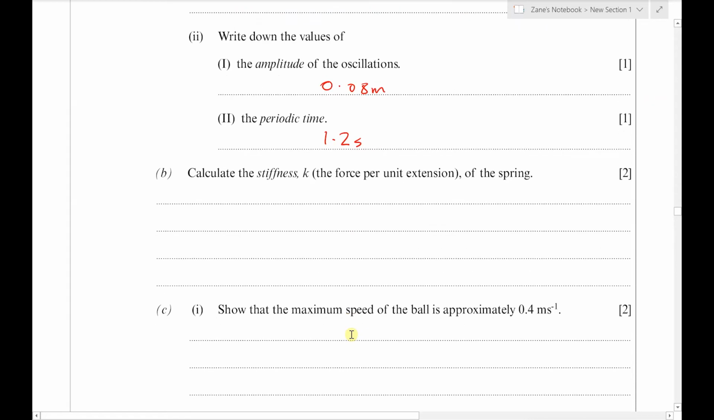Next, we're asked to calculate the stiffness, the force per unit extension of the spring. Well, we're given the equation that T is equal to 2 pi root m over k. We're trying to find k, so I'll do a couple of steps here. First step would be to square both sides. So T squared will be 4 pi squared m over k. And finally, we can swap the positions of the k and the T squared to give k is equal to 4 pi squared m over T squared.